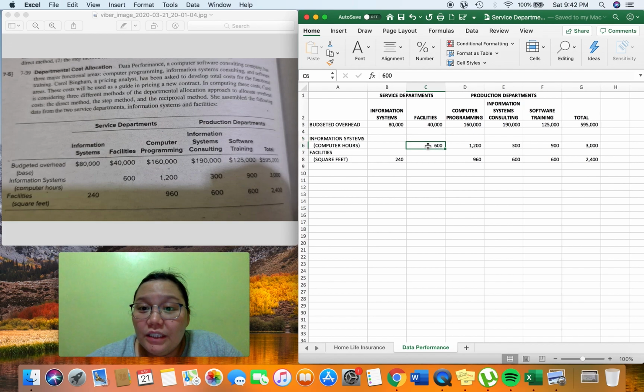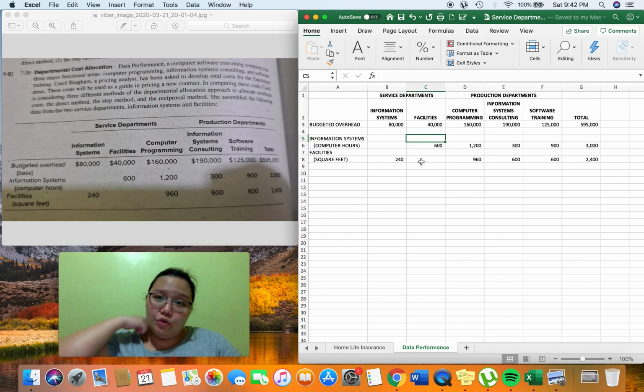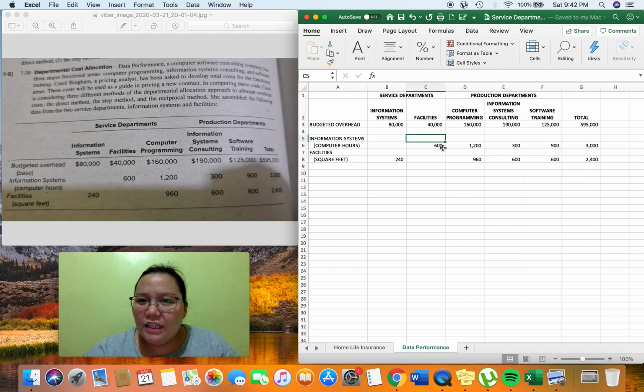And then, unlike the other problem earlier, the percentage of benefit derived by the service department and the production department from the other service department is not yet given in the problem. So it's up to us to compute. Okay? So that's the first thing we're going to do. So we are going to compute the percentage of benefit provided by the information system to the facilities department and the production department. And same with the facilities, right? How many percent of the services did the facilities department provide to the information system and the production department as well.